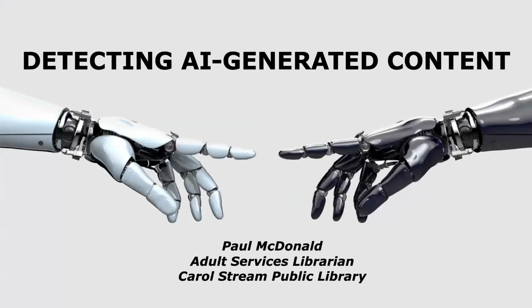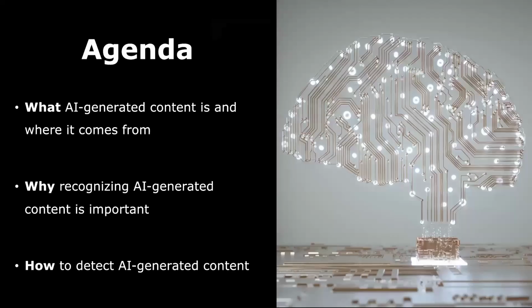I'm an adult services librarian here at Carroll Stream Public Library, and today I'm going to talk about how to identify AI-generated content. Today's presentation will cover the following topics: what AI-generated content is and where it comes from, why recognizing AI-generated content is important, and how to detect AI-generated content yourself.